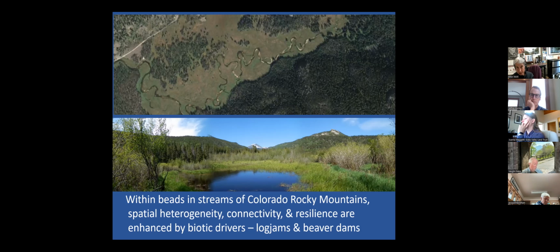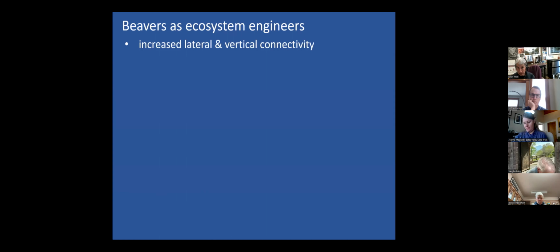So beavers are often referred to as ecosystem engineers. That's a term that can be used for a variety of plants and animals, but it means that in the course of going through their activities and living their life cycle, they modify the area around them in a way that strongly affects other organisms. So they create habitat for other creatures. And in the case of beavers, they're increasing that lateral and vertical connectivity where they build dams.